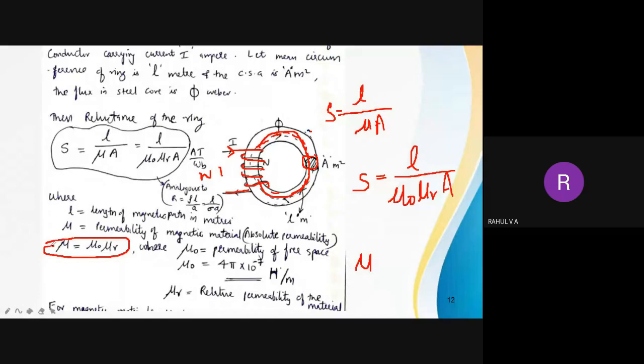Permeability is the ability of the flux lines, or magnetic lines of force, to travel from one point to another point. So L divided by mu into A, or I can write L divided by mu 0 mu R A, where L is the perimeter of the ring, mu 0 is the permeability of free space, mu R is the relative permeability, and A is the area of cross section.